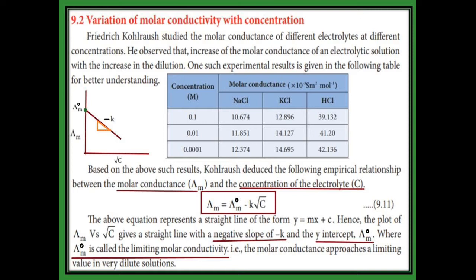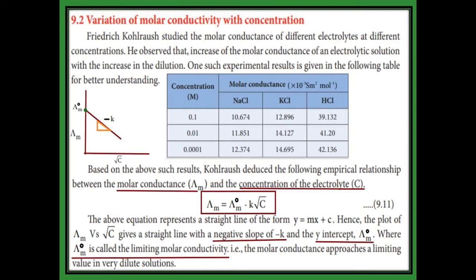So it is a straight line. What is the equation there? y equals mx plus c. When you correlate y equals mx plus c with equation 9.11, we get that the slope value is minus k. The straight line intercepts the y axis at the value of the limiting molar conductivity. What does limiting molar conductivity mean?